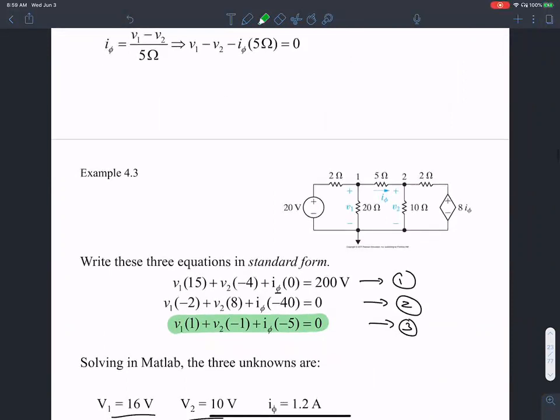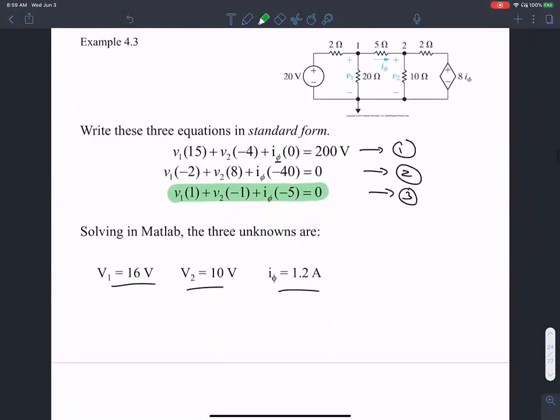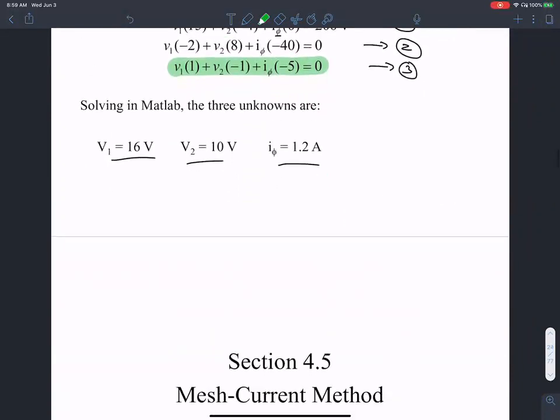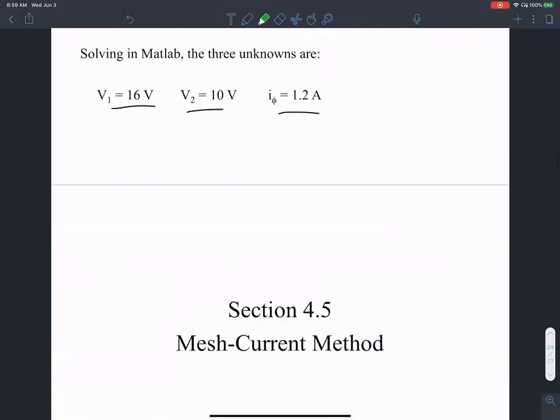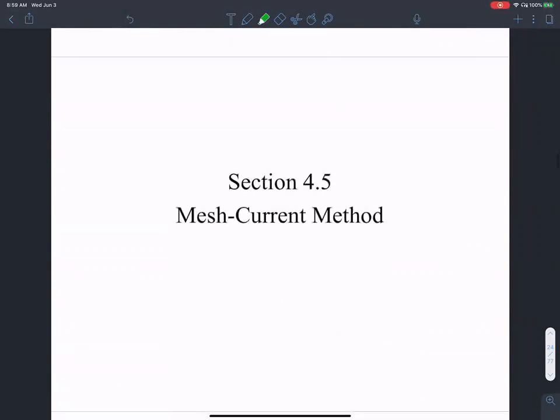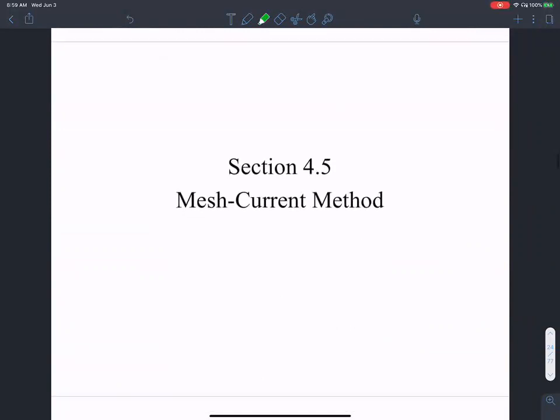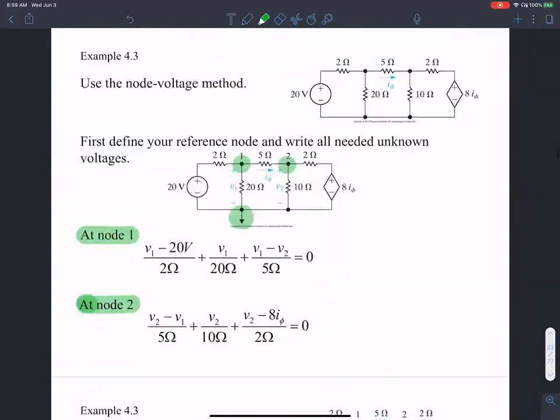All right. So that's the idea of node voltage method. So let's look at the other method, the mesh current method. Let's quickly go back and see what we did so far.